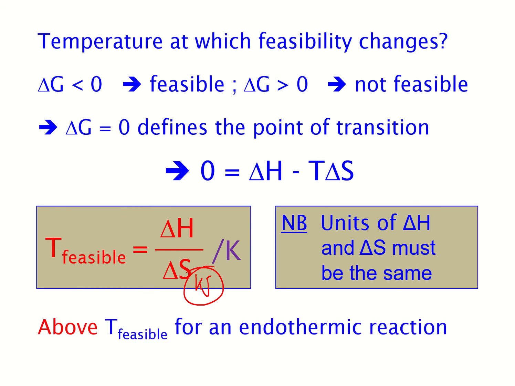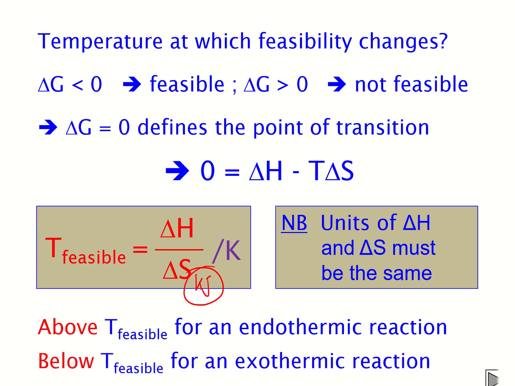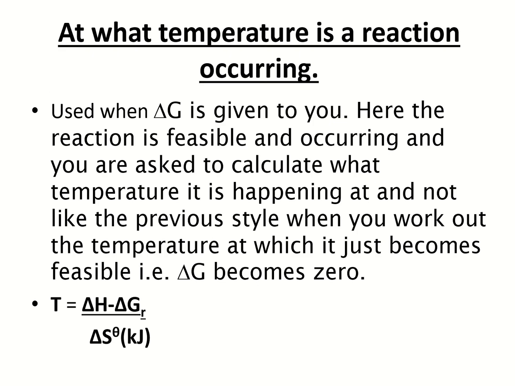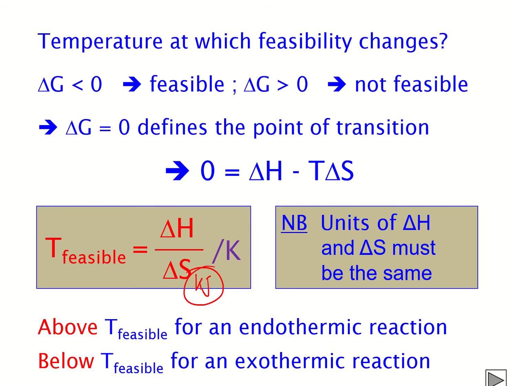Now, if the reaction happens to be endothermic, your answer to that question is that the reaction becomes feasible above that temperature, and if it is exothermic, it becomes feasible below that temperature of feasibility that you've worked out. The final formula, so you might want to copy that formula down onto a piece of paper because you're going to be using it to do some questions. So I'll move on in a minute.